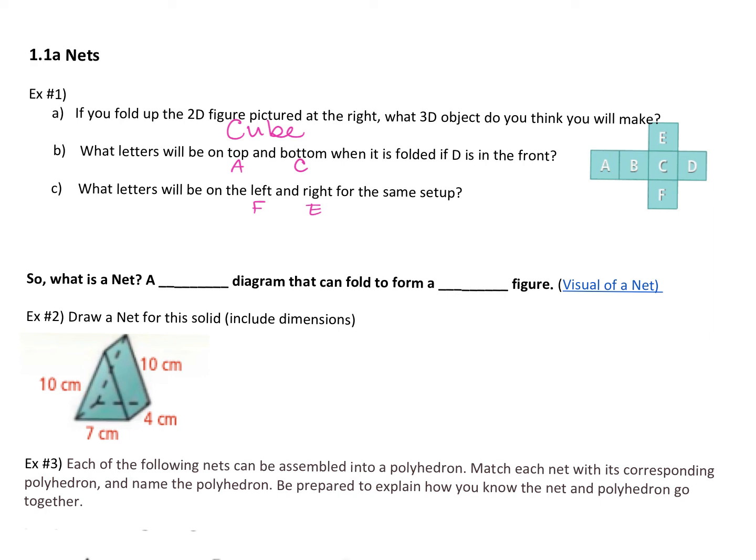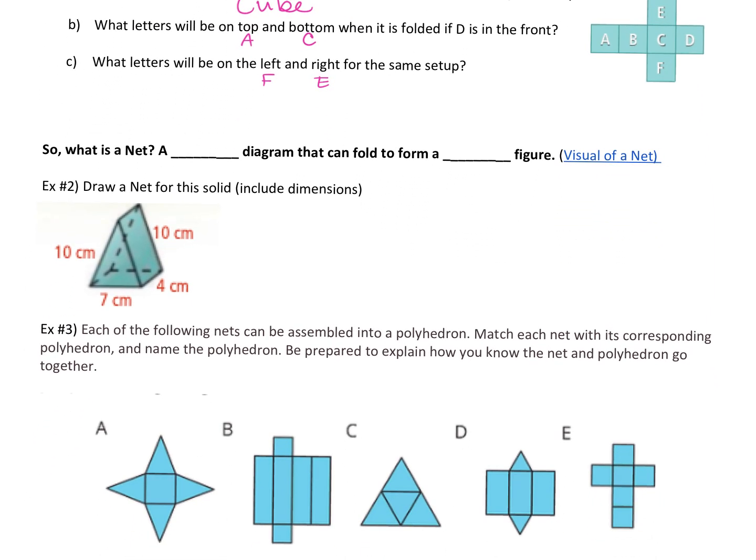Okay, so talking about a net. A net is a two-dimensional, 2D diagram that can fold to form a 3D figure. So you're taking something flat and you're folding it up to make it a three-dimensional object. All right? So here's what I want you to try to do. That picture there, we call it a triangular prism. I want you to try to take that prism and lay it out flat and draw a picture of the net for that figure.